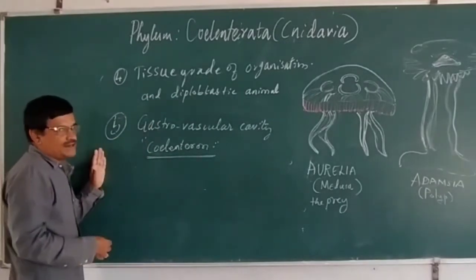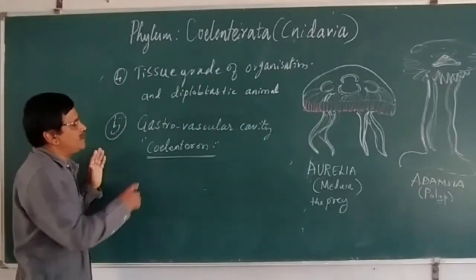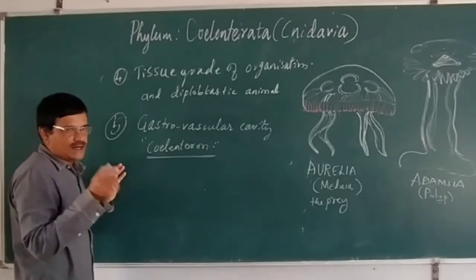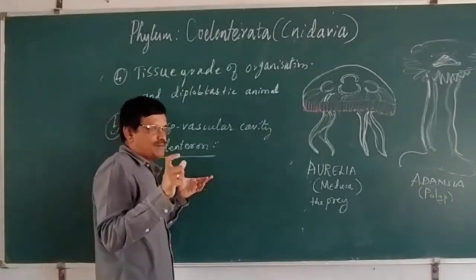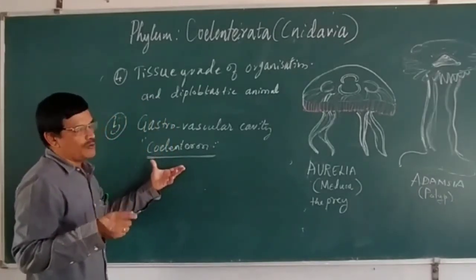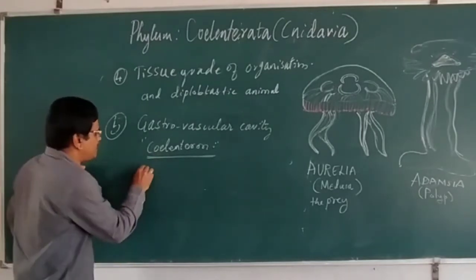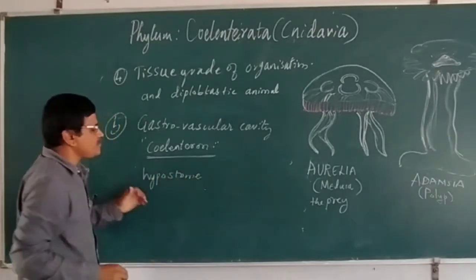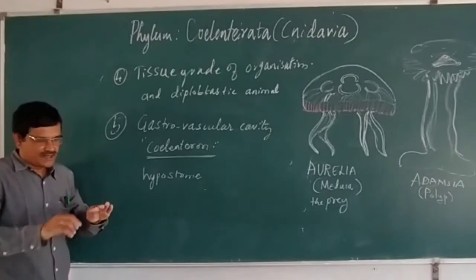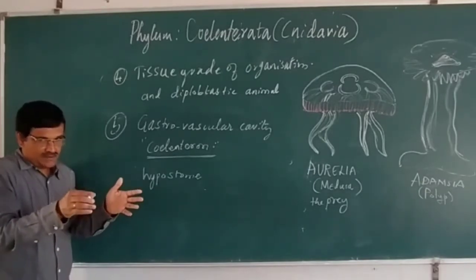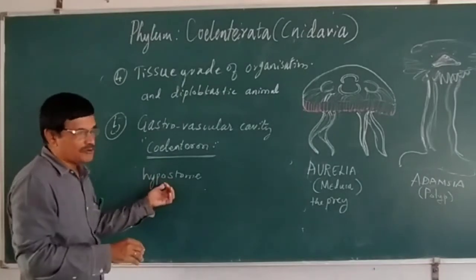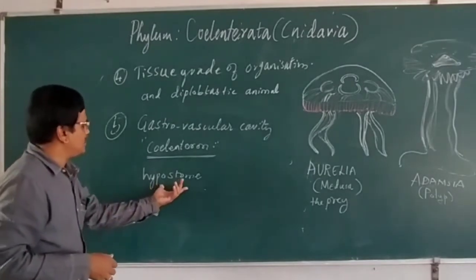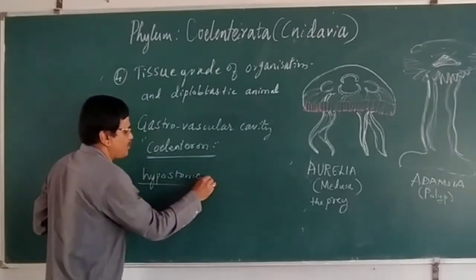Then, mouth is single. The gastrovascular cavity opens through the mouth. Mouth is a single opening present on their body, and this mouth is situated on the hypostome. Hypostome means an elevated portion of the body on which the mouth is situated.